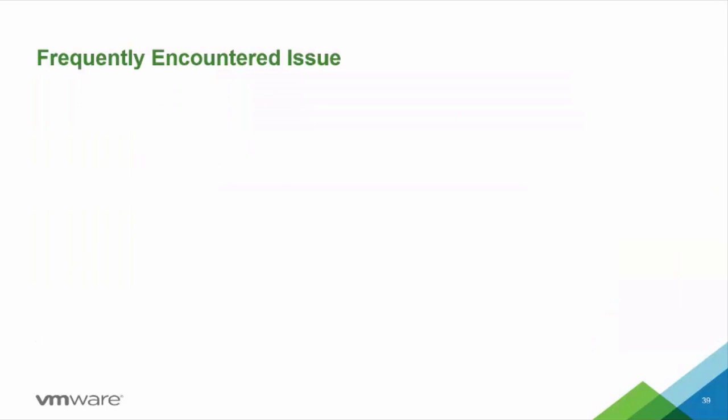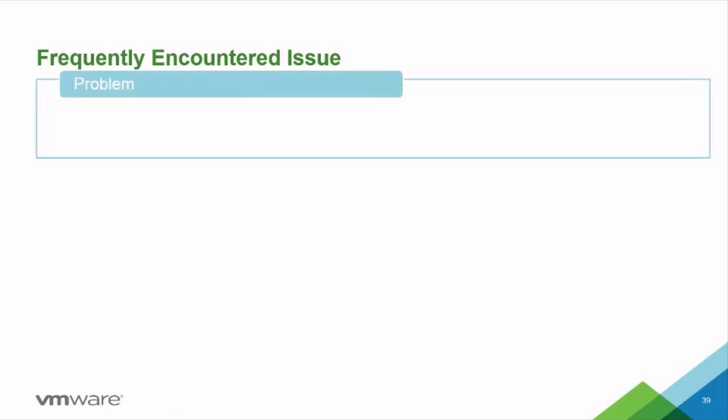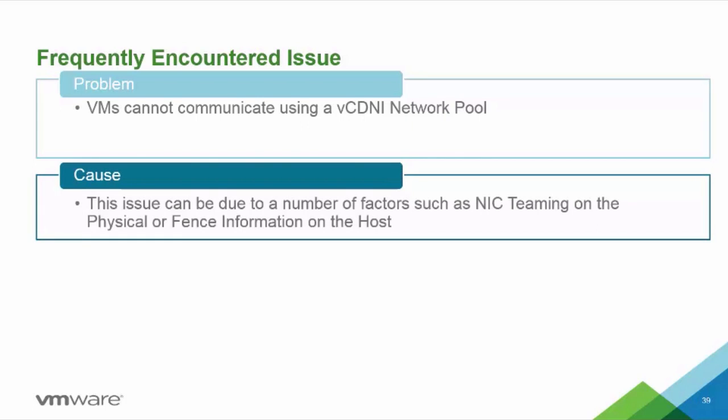So this brings us on to a frequently encountered issue that we'd see here in support. A customer might report that either VMs are dropping packets, there's a loss in connection, or that they simply can't communicate using a vCDNI networking pool. The cause of this generally comes down to a number of factors, but we've seen it occur due to such things as NIC teaming on the physical setup or fence information on the host.